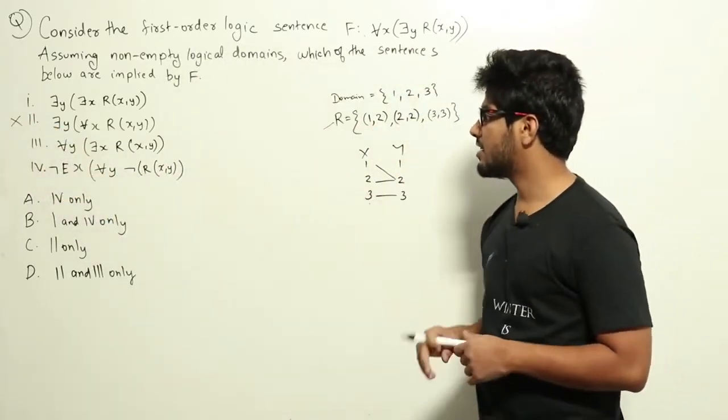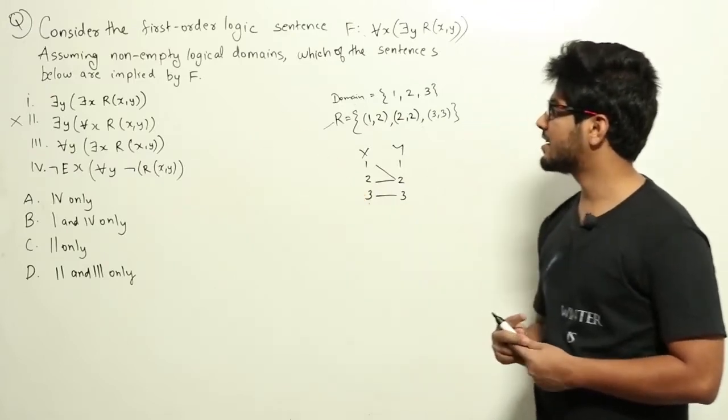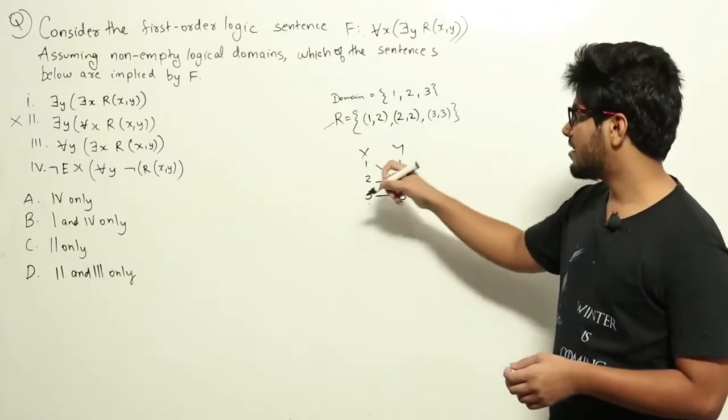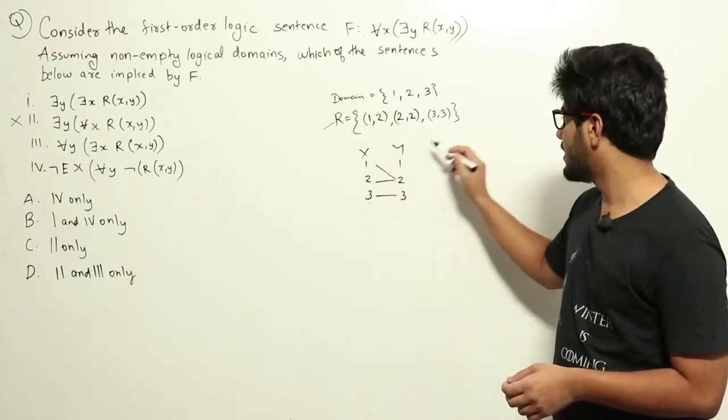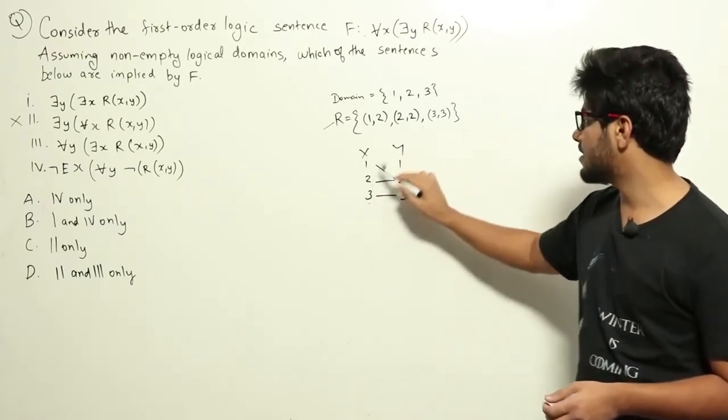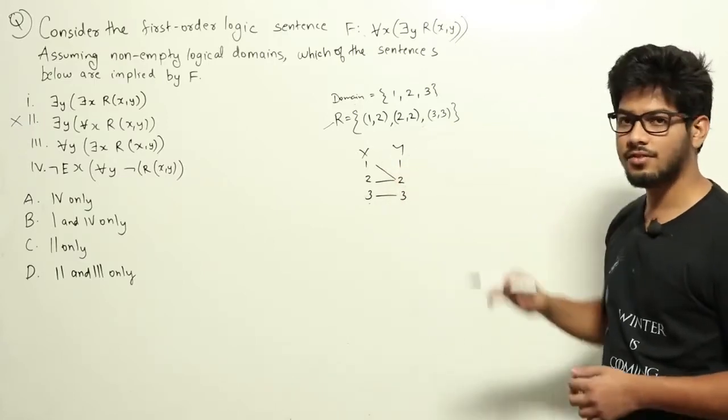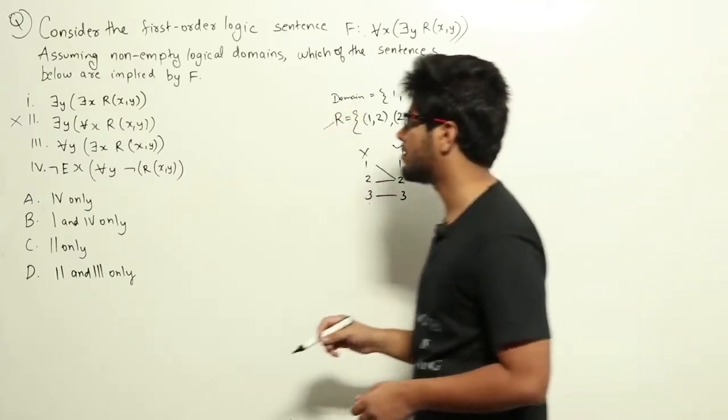Now let's look at statement 3. For all Y, there exists X such that X is related to Y. They're saying that whatever Y we take, there should be some X which is related to that Y. Now clearly, when Y equal to 1, there is nothing related to this Y. So this statement is also false.